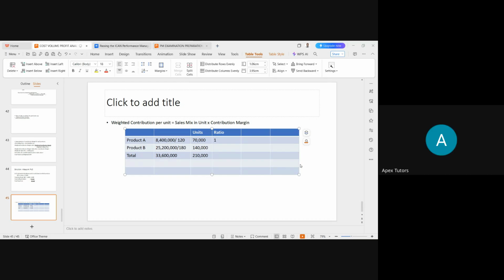70 divided by 140 is 1 ratio. Sorry, it's 1 to 3 and ratio 2 to 3, so that it won't confuse people.